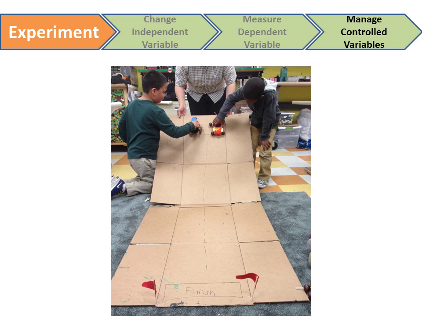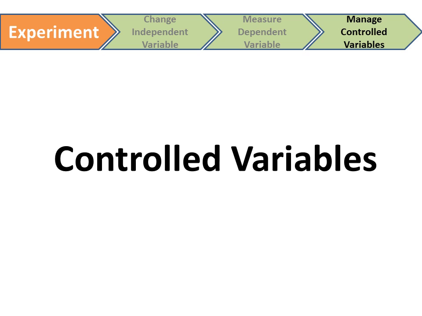In our example, how we release the cars will affect how fast they go, as will the length and incline of the ramp. To do a fair test, we need to control these factors, the controlled variables, to keep them as constant as we can during the experiment. In our case, we might want to build a release gate for the cars instead of relying on two students to let go.